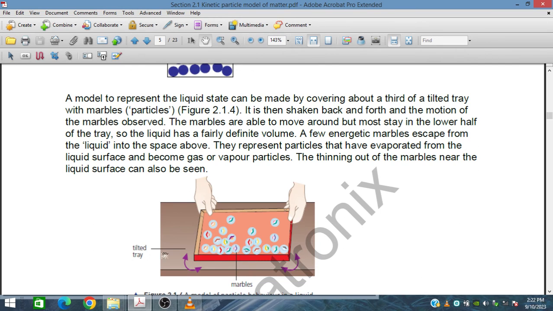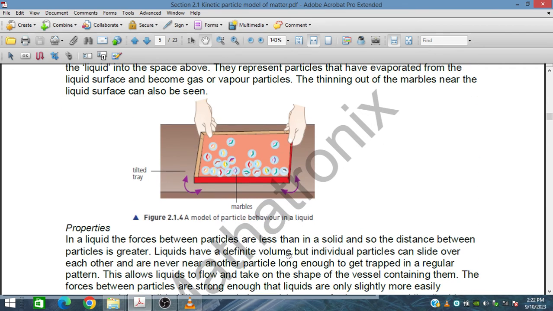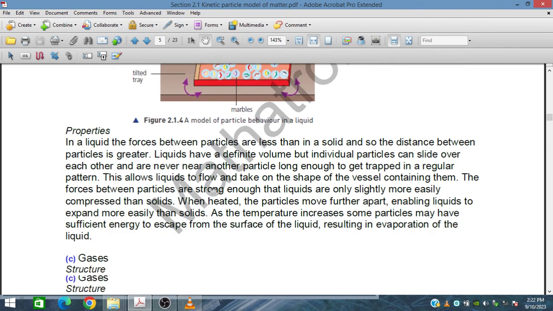This is a marble in a tray. If we tilt this, they concentrate on this side. Some of them pass over each other and then come to this point. In a liquid, the forces between the particles are less than in a solid, so the distance between the particles is greater than in a solid.